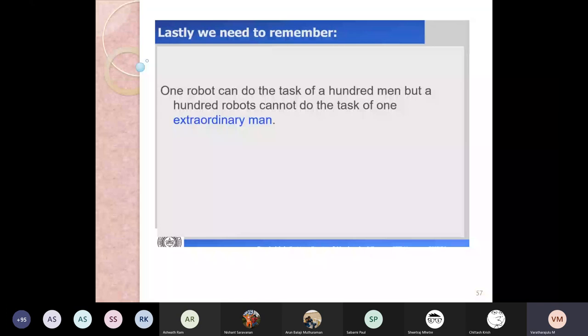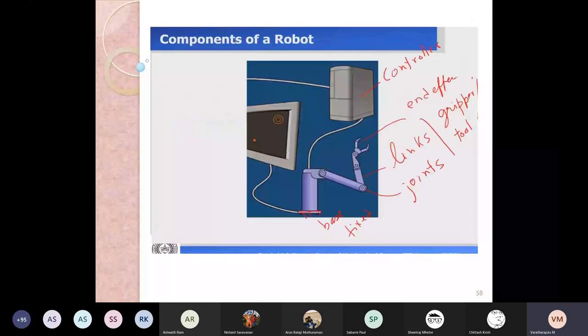And these are the components of the robot. In the forthcoming session, we are going to talk about the various parts of the robot. See, this is the base. The base has to be fixed. It is a fixed base, and it won't move.